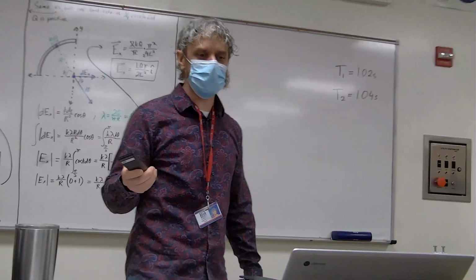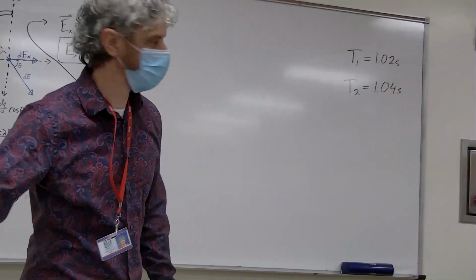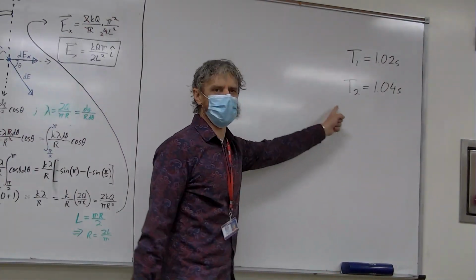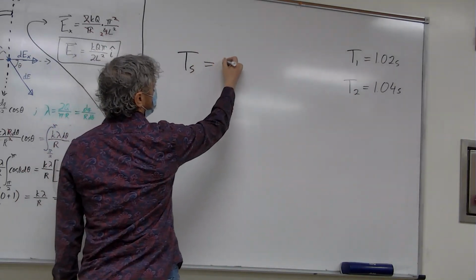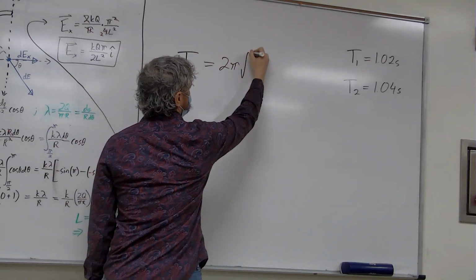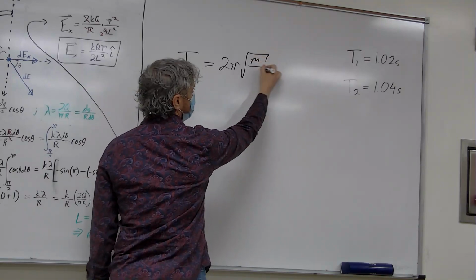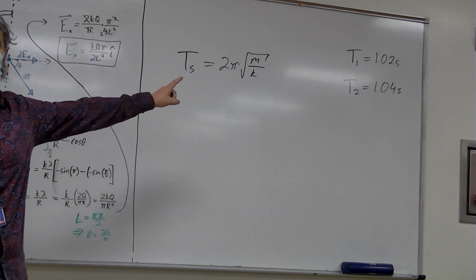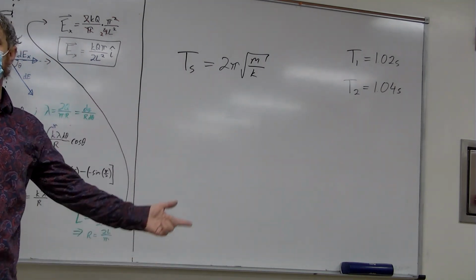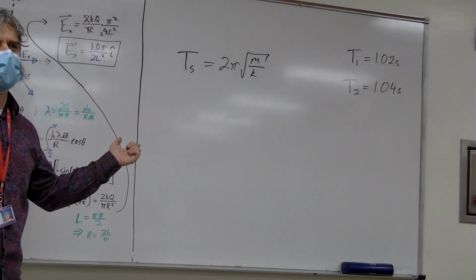So how can I justify that answer? Well, I have an equation for the period of a mass spring oscillator. The period of a spring is equal to 2 pi times the square root of the mass attached to the spring divided by the spring constant of the spring. Do I see an A in that equation? No. Therefore, the amplitude does not affect the period.